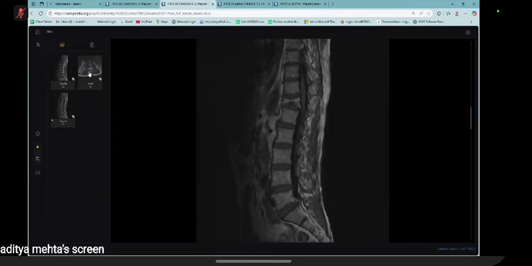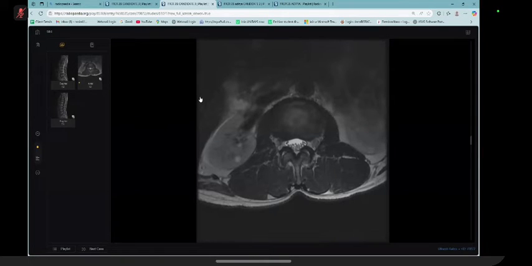Would you like to look at the axials? I want to look at the axial, yes. There is another history for this patient which I would like to give you, which you could have asked me as well: the patient has radiating pain. That's why we've taken the nerve compression protocol. It is left side radiating.